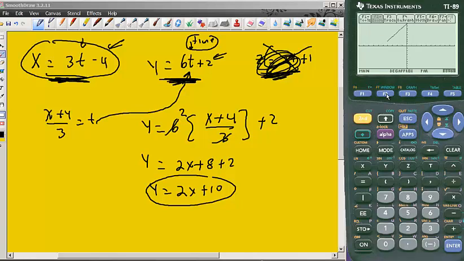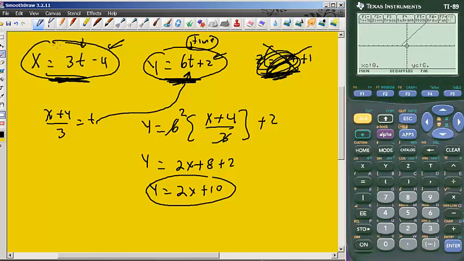If you want to zoom out, let's zoom out a little bit. Enter. So the line looks like that. Sometimes what they'll do is they'll give you these two, and they'll ask you to match up with the graph, or they'll give you these two, and they'll ask you to match up with the equation, in a rectangular form versus parametric form.